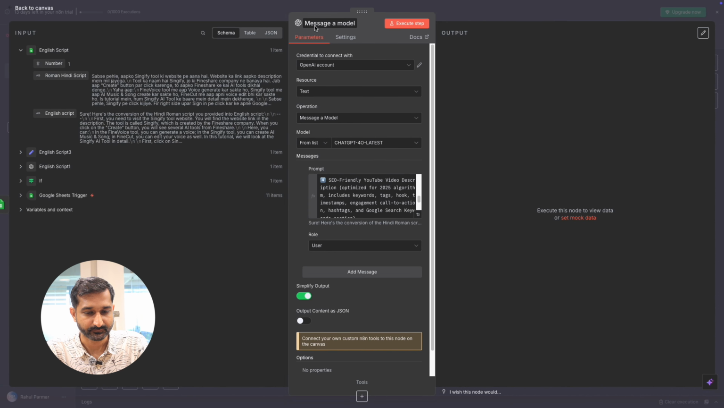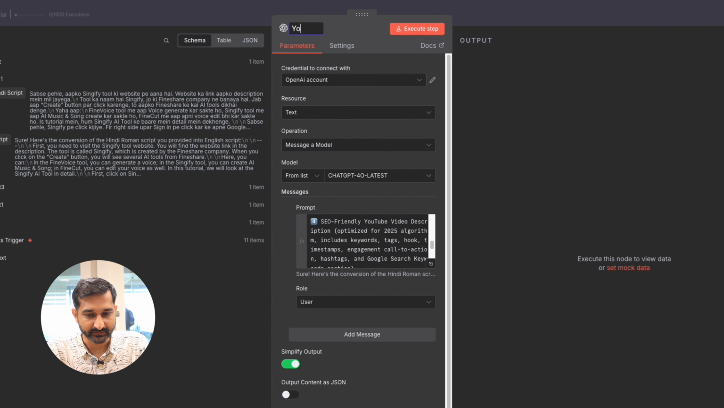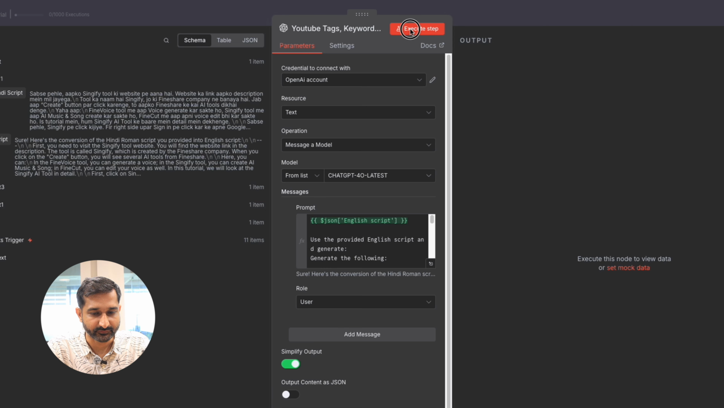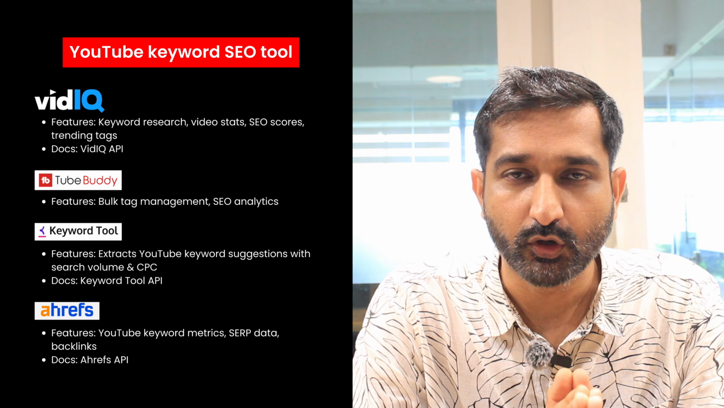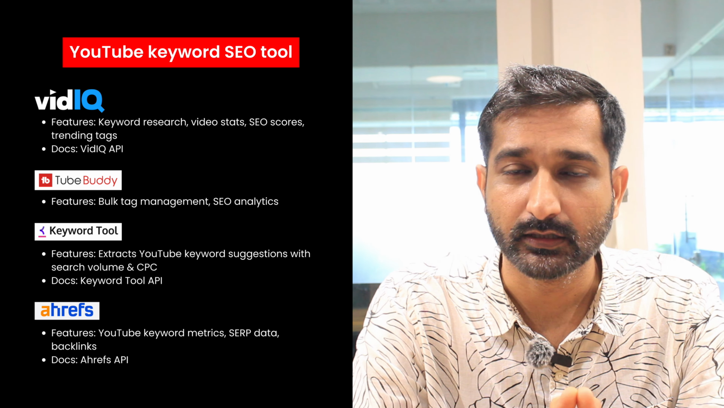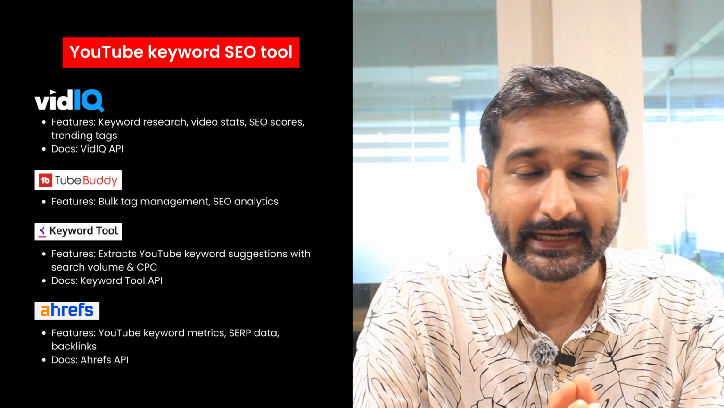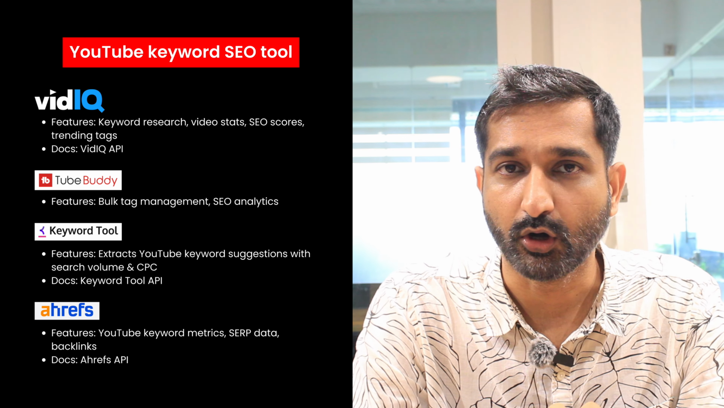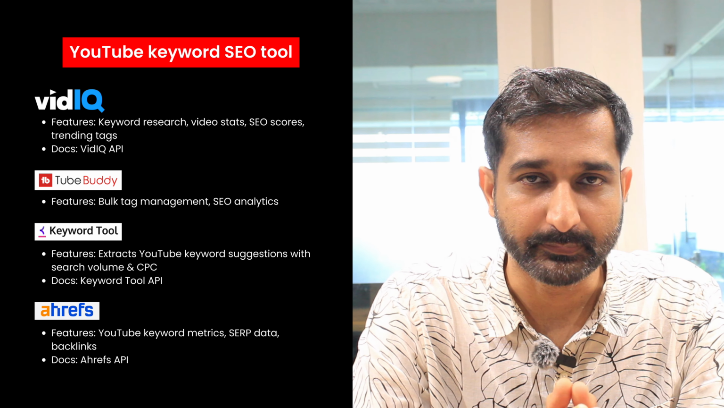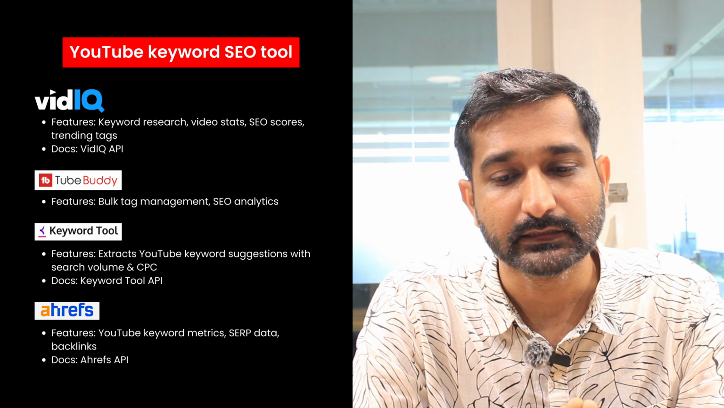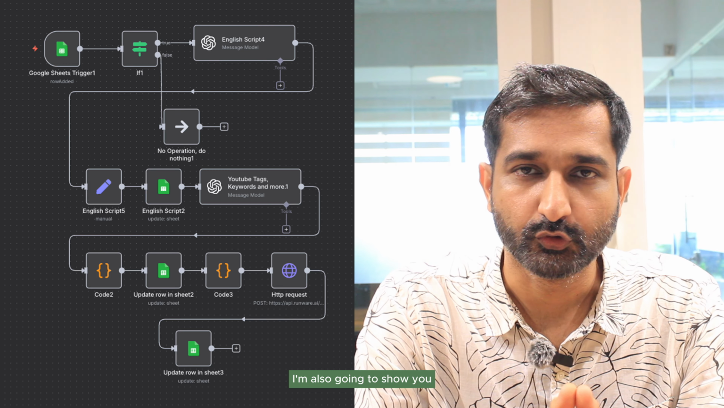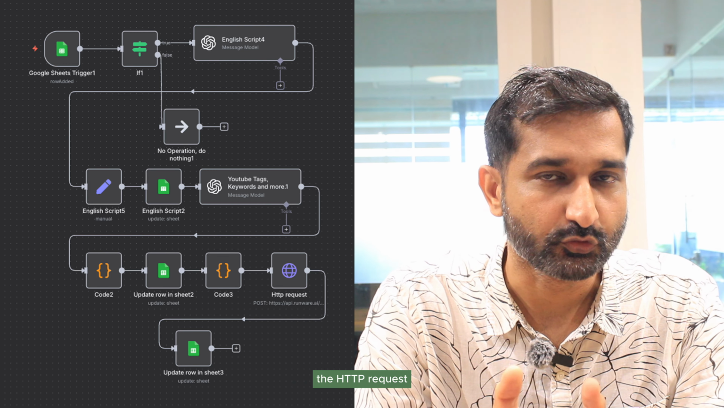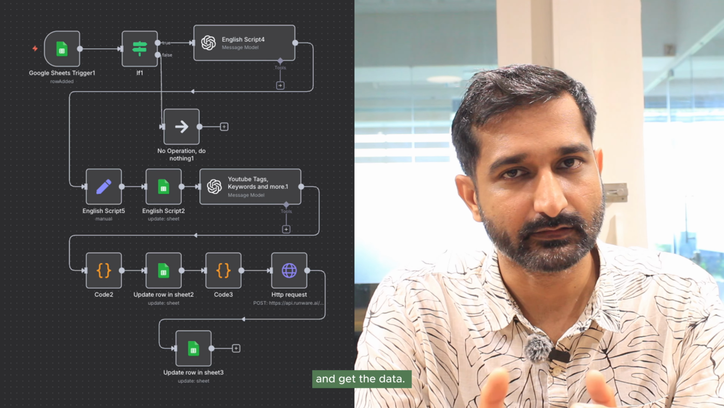Here on the screen, you can also rename the trigger, then click on execute step. So within seconds, you can see here our title and other data are generated. If you want to extract the title, tags, keywords from any third-party tool like vidIQ or TubeBuddy, you can also use their API. In this tutorial, I'm going to use OpenAI. In the later part, I'm also going to show you how you can use the HTTP request to connect with any third-party tools and get the data.